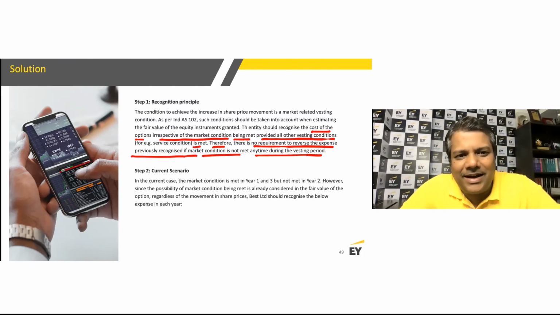So in the current scenario, the market condition is met in years 1 and 3, but not in year 2. However, since the possibility of the market condition being met is already considered in determining the fair value, regardless of the movement in share prices, you need to record the expense in each year as 100 into 10,000 by 3, which is 3,33,333. Awesome. I hope this is clear to you.